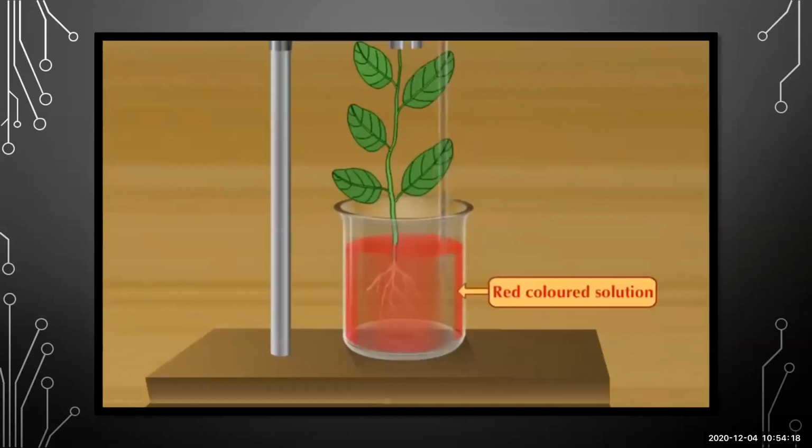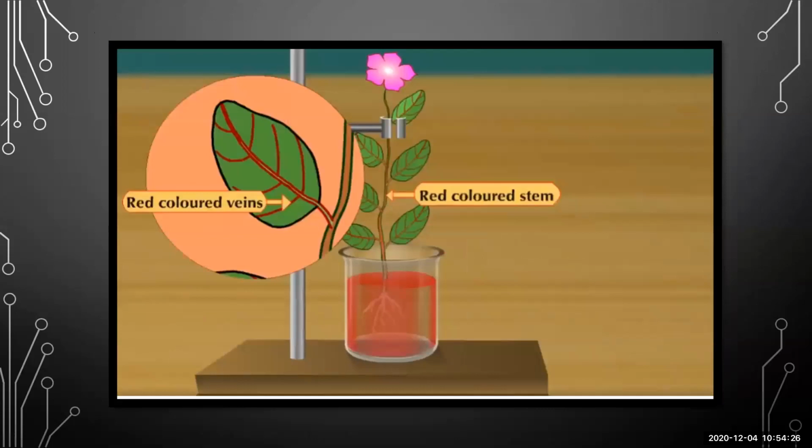And what we can observe after 2 to 3 hours is that the water turns red, and this red color dye has been absorbed by the veins. You can see in this picture the leaf veins have been colored red. Now why does this happen, why is there a red color seen on the veins of the plant? And also you can see on the stem there is a red color stem and the red color veins.